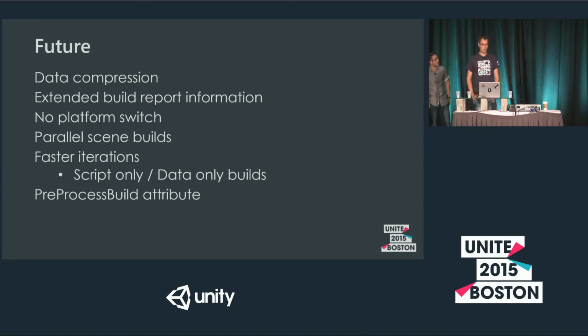And also, we want to work on fast iterations, so you can iterate your builds and deploy your game on target device much faster. So with script only and data only builds. So basically, you could be able to fetch data on running player and introduce pre-process build attribute, which might give you flexibility when tuning different player settings, then kicking off build process.